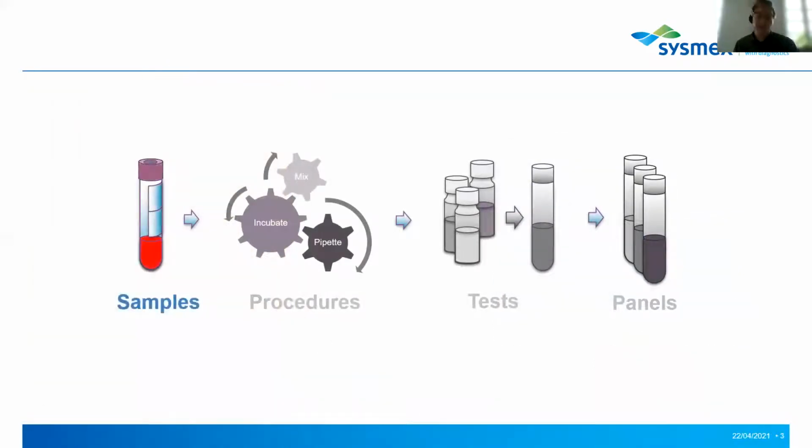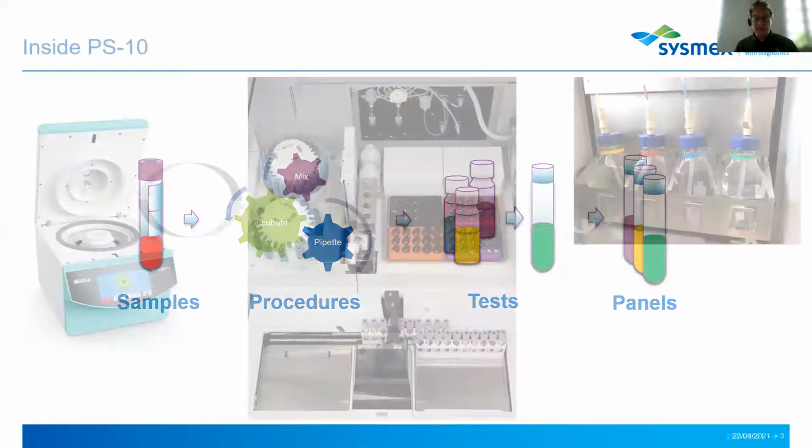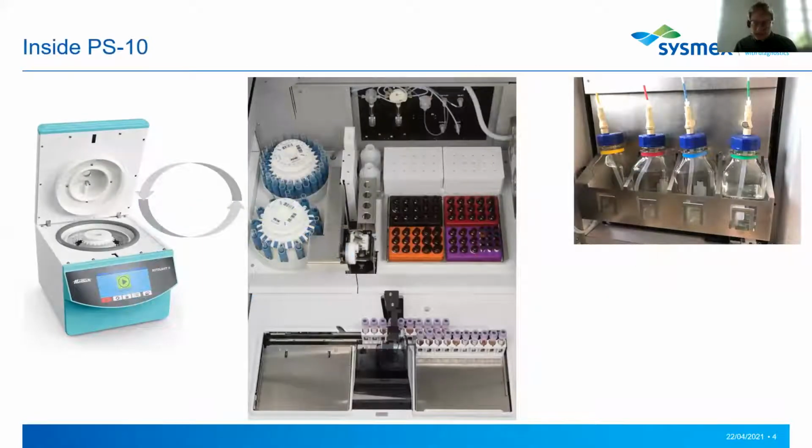So basically you start with your blood sample or a sample. And in the first step, you define what the instrument should do with the sample. So add antibody, add sample, incubate, mix, stuff like that. Set up a procedure of what should be done. In the next step, you define what should be done for each daughter tube, which tests shall be run, which antibodies should be placed in the tube to stain the sample. And finally, you combine all these tests, these secondary tubes together into one panel that is generated from one primary tube. If we take a look inside the PS10, it looks like this.